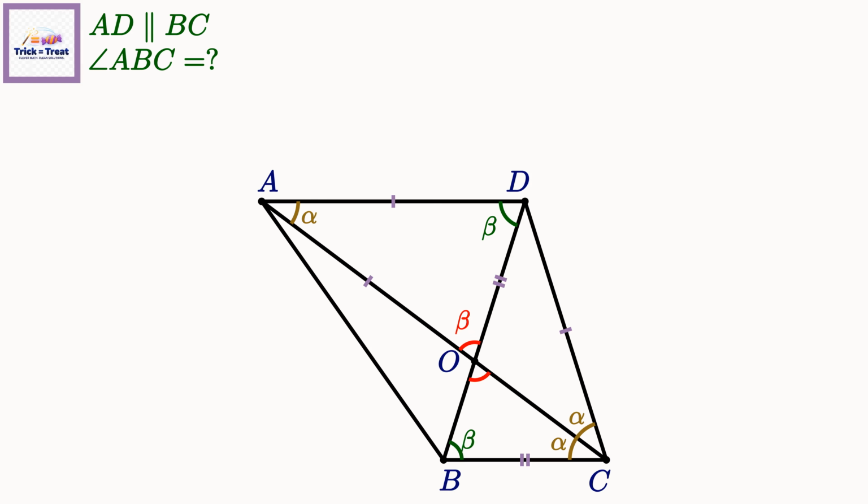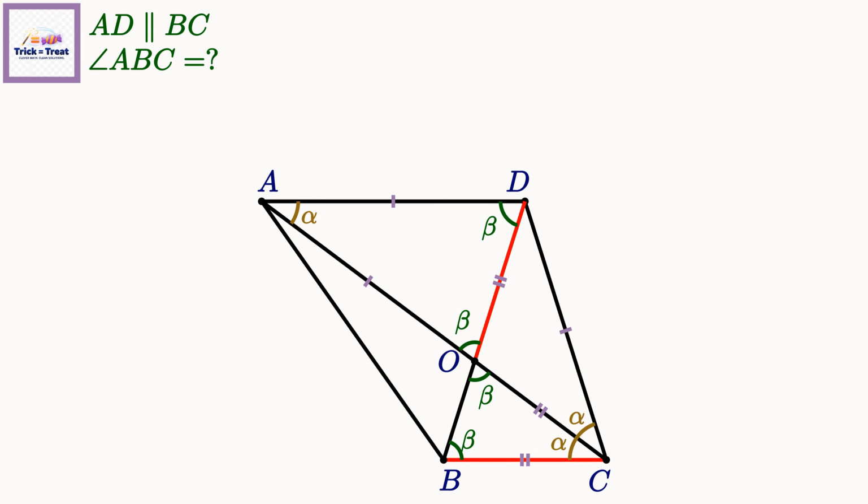Step 4. The vertex kiss. Look at the center. Angle AOD and angle BOC are vertical angles, which means they are kissing at the vertex and are exactly equal. Angle BOC equals beta. This chain reaction proves that triangle OBC is also an isosceles triangle, making side OC equals side BC.